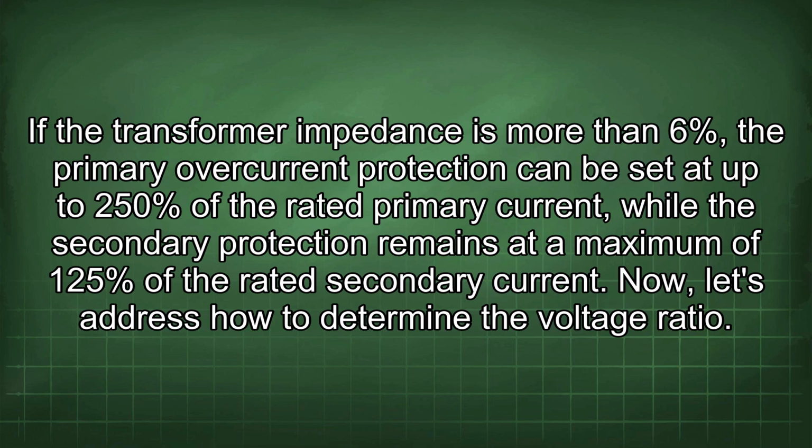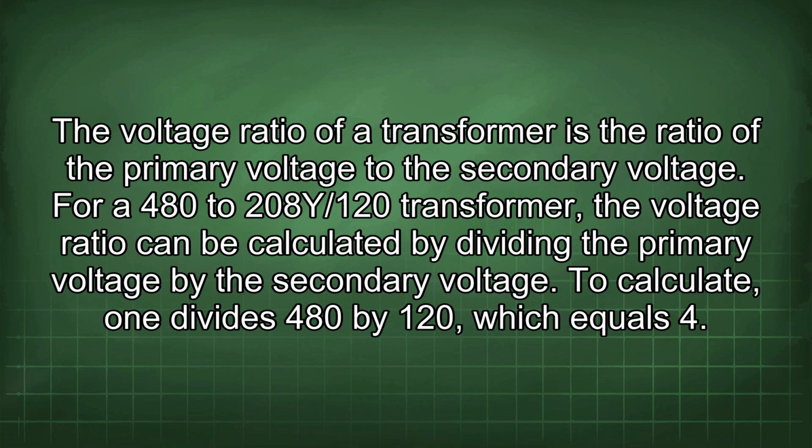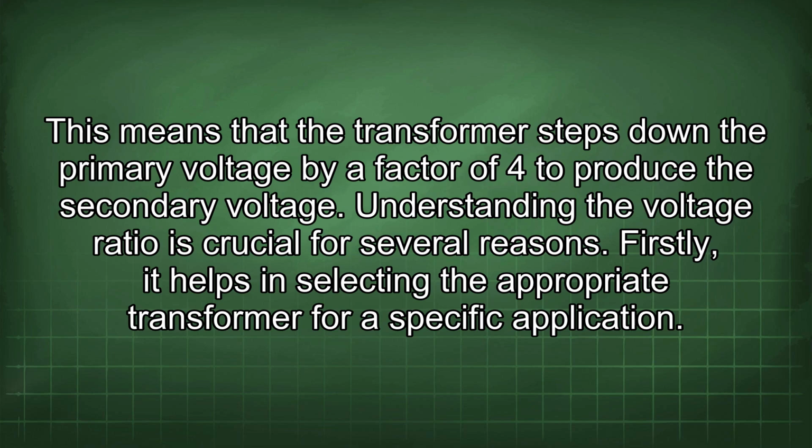Now, let's address how to determine the voltage ratio. The voltage ratio of a transformer is the ratio of the primary voltage to the secondary voltage. For a 480 to 208Y/120 transformer, the voltage ratio can be calculated by dividing the primary voltage by the secondary voltage. To calculate, one divides 480 by 120, which equals 4. This means that the transformer steps down the primary voltage by a factor of 4 to produce the secondary voltage.